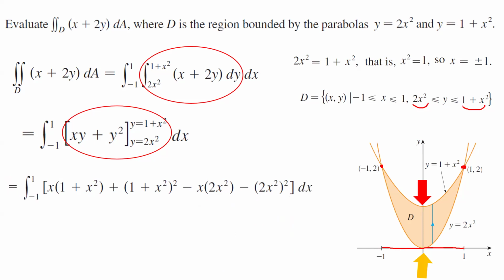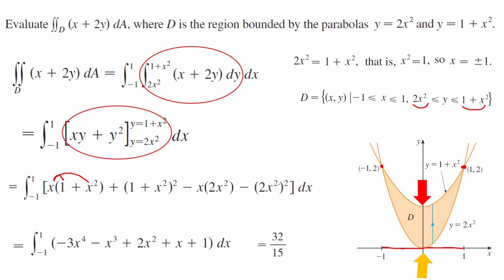Let us simplify this as much as we can. This is equal to, if you distribute x into the parentheses, and write 1 plus x squared using expanded form to the second power and do the multiplication for 2x squared, this guy is 4x to the fourth. We can simplify this to negative 3x to the fourth minus x cubed plus 2x squared plus x plus 1, and then take the integral with respect to x. These are simple calculations using the power rule. If you do the calculation, the outcome is equal to 32 divided by 15.